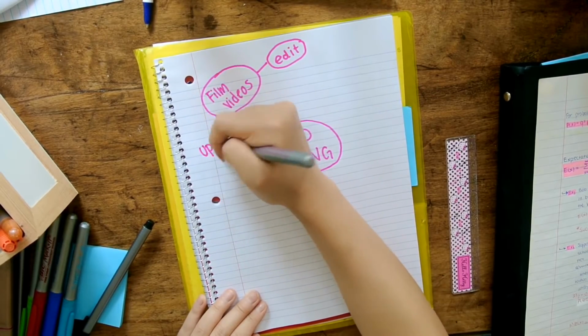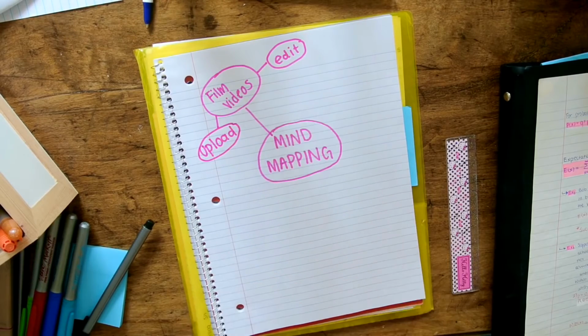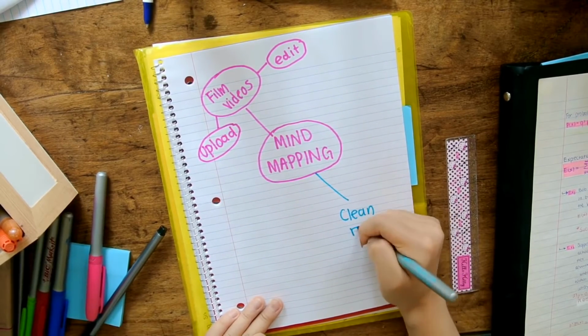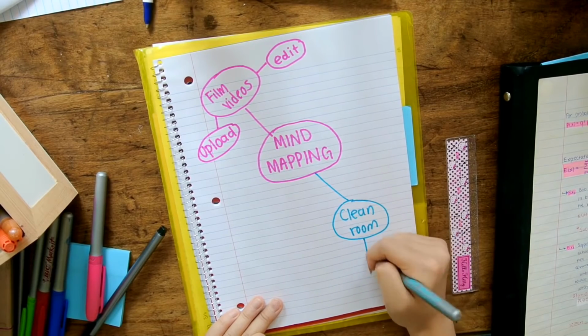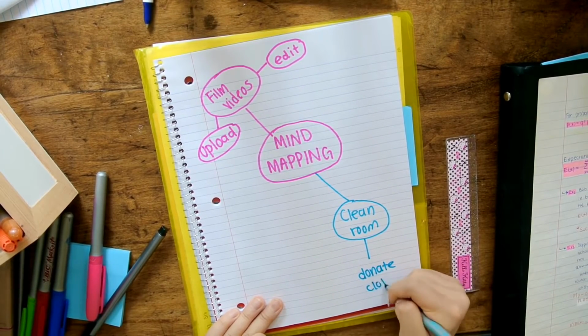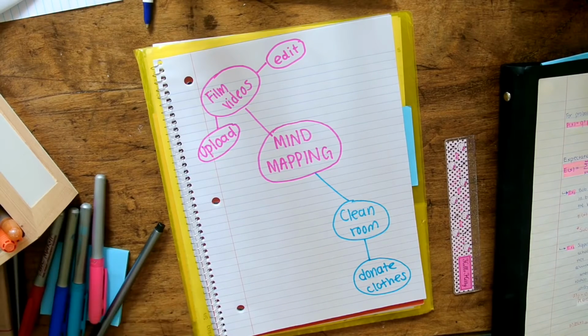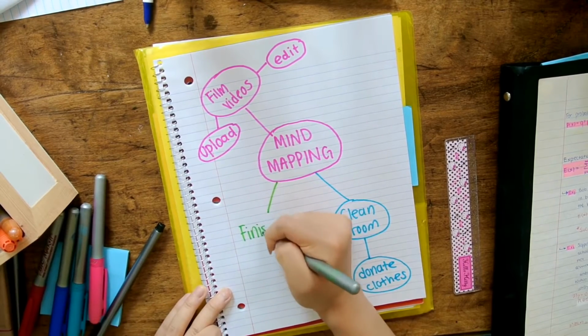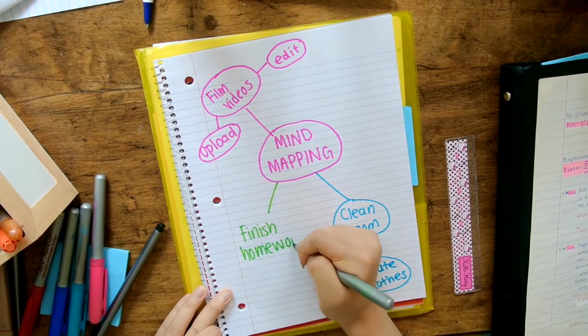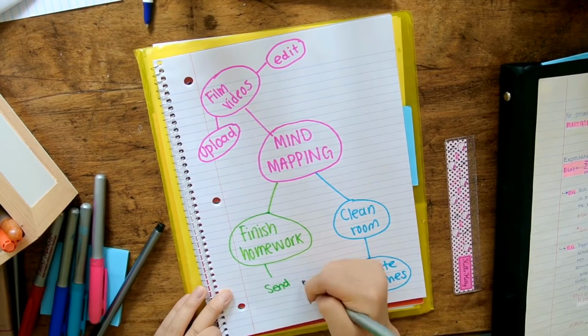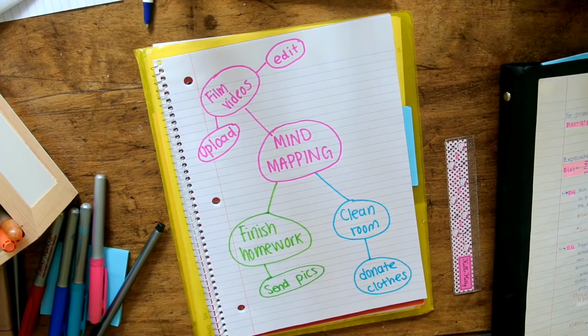For mind mapping, you start off with your main topic in the middle, and then you have what I like to call umbrella subjects. These subtopics are umbrellaing further and further more topics below them, and essentially here I'm using film videos, upload and edit as an example, as well as clean room, donate clothes, etc. So essentially you're going smaller and smaller, and this is a really great way to visually plot out the information you have.